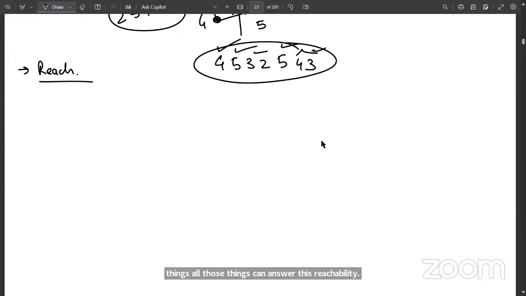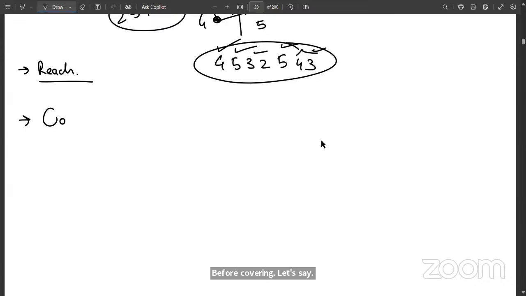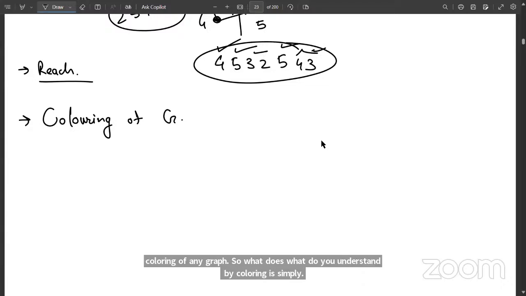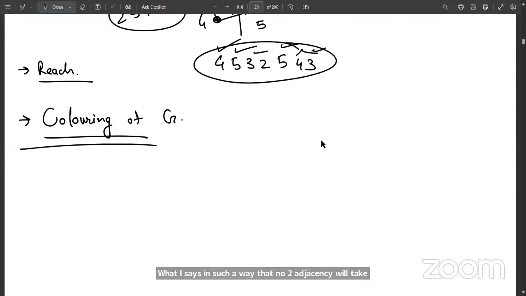Now I'll go towards the main topic, which is covering. Before covering, let's define what is the coloring of a graph. So what do you understand by coloring? It is simply that we have to assign some colors to the vertices in such a way that no two adjacent vertices will take the same color. So that means coloring is nothing but a function.